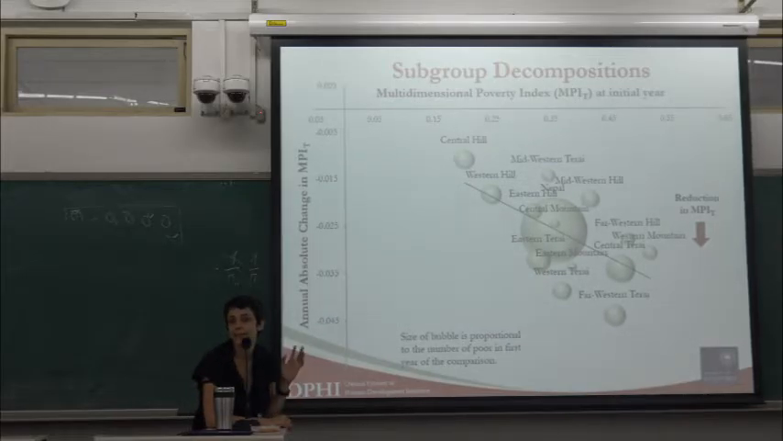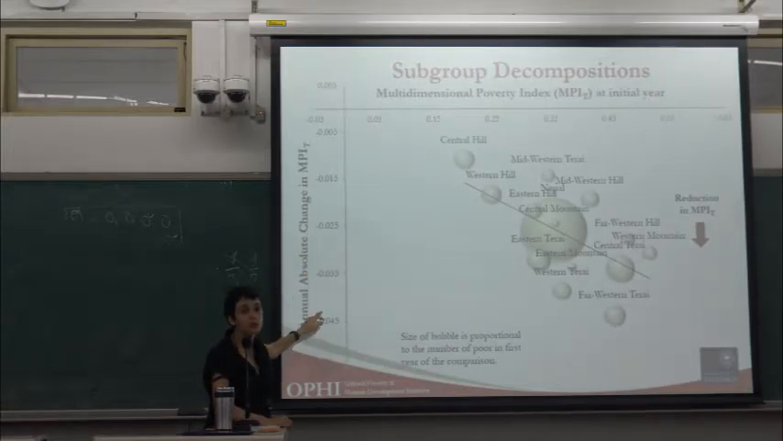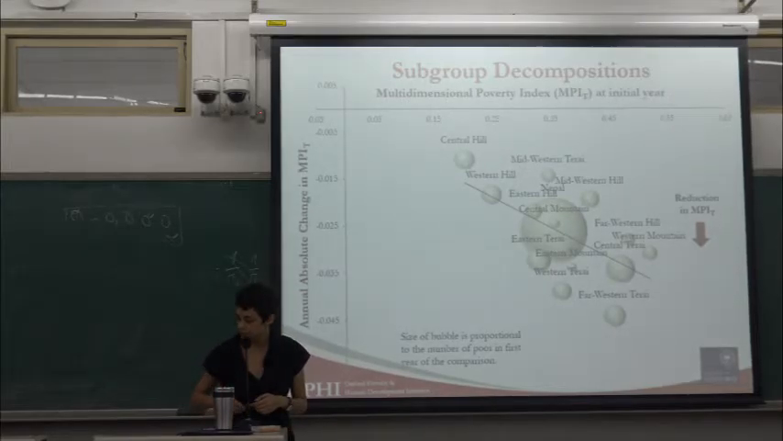And you might think that this always happens. No, not always. Nepal is a good case. There are cases of the opposite, where you have the opposite trend. So the least poor regions will actually have higher absolute changes than the poorest regions.